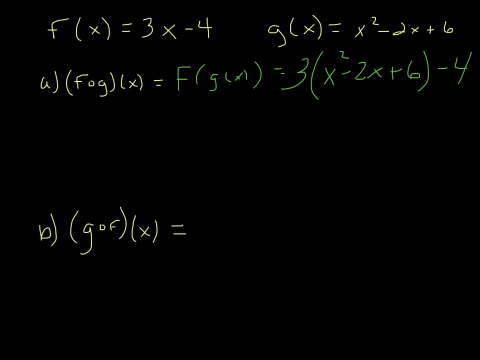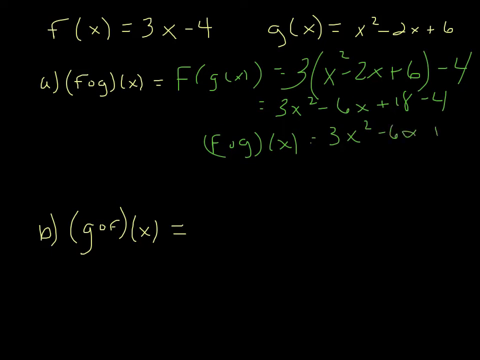Once we make that substitution, it's all just simplifying. So we have 3x squared minus 6x plus 18 minus 4, which means f of g of x is 3x squared minus 6x plus 14. There's our function. And what is the domain of that function?